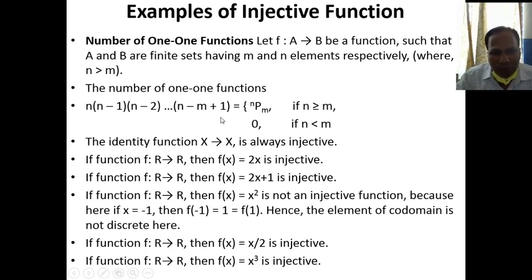Now the number of one-one functions defined from a set A to a set B containing m and n elements respectively is given by nPm when n is greater than or equal to m, and it is 0 when n is less than m. Set A has m elements, set B has n elements, and the number of one-one functions must be nPm if n is greater than or equal to m, and it will be 0 if n is less than m.